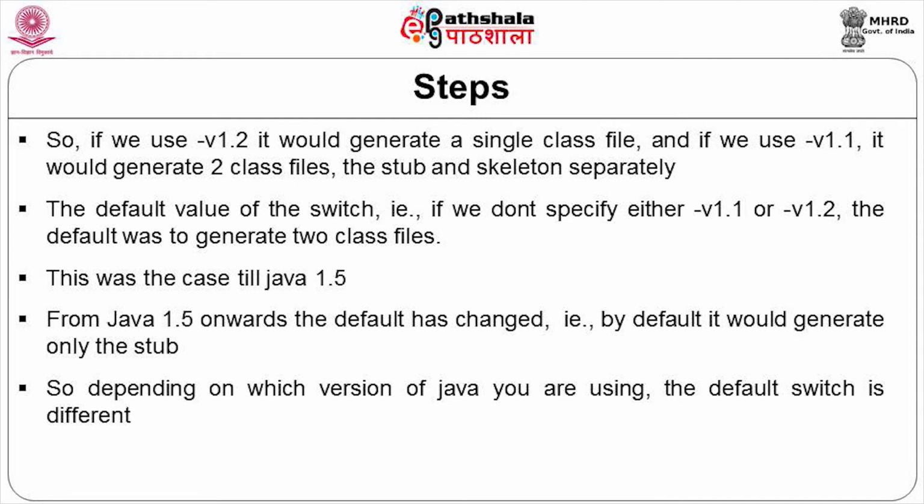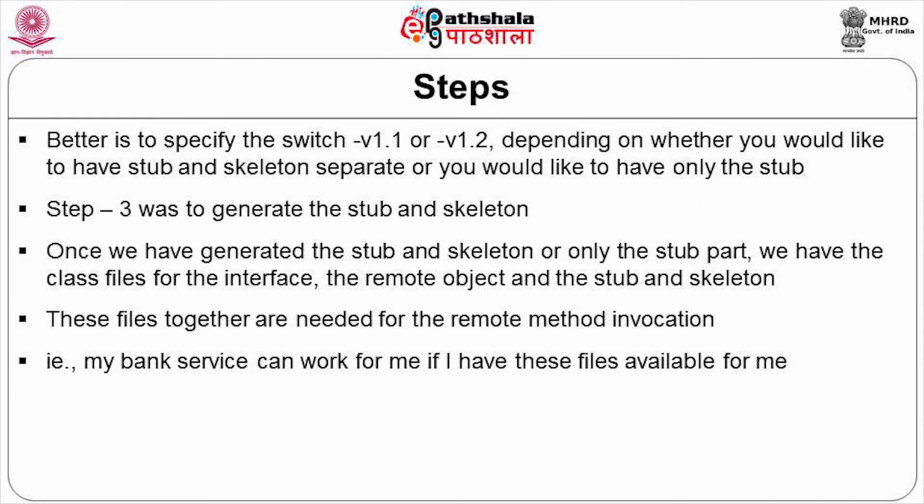So whichever version you are using, accordingly, you should be aware. If you use RMIC without any -v option, -v1.1 or -v1.2, fine. You will be getting two class files or one class file depending on which version of JDK you are using. So better is to specify -v1.1 or 1.2 according to what you feel comfortable. Okay, you want stub and skeleton separate, or you might like to have only the single stub file, which is the stub file.